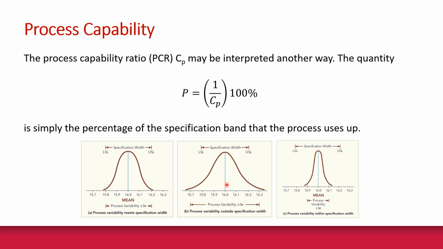In part B, obviously P is going to be greater than 100%. That tells us that the process uses up all of the specification limit and then some. So we're going to produce many more products in part B that are outside of our specification limits. And part C is obviously the best case because the value of P is going to be much less than 100%. If, let's say, it's 50%, our process only uses 50% of our specification band. We have much more room for error here in part C.